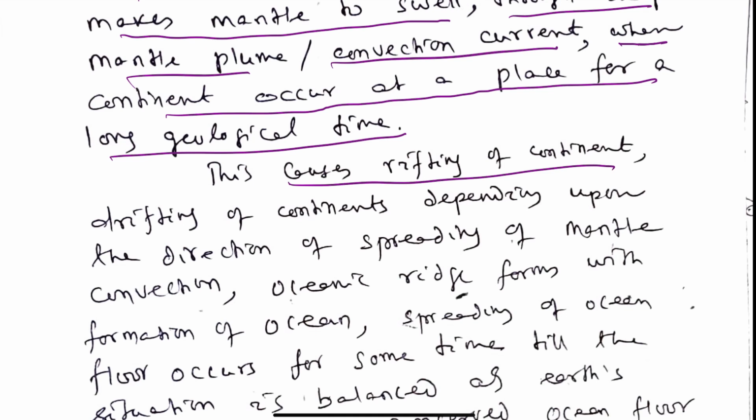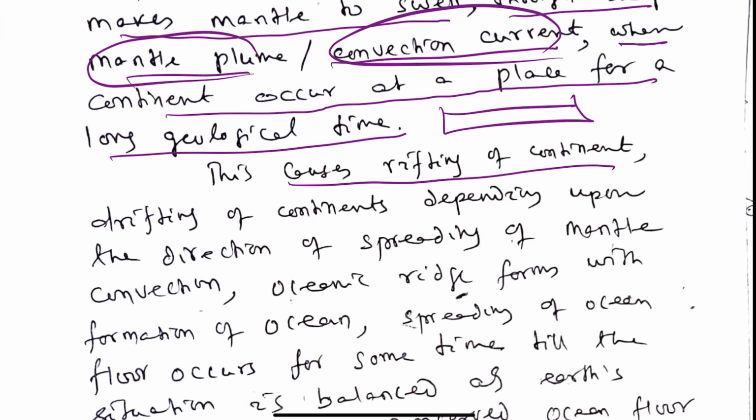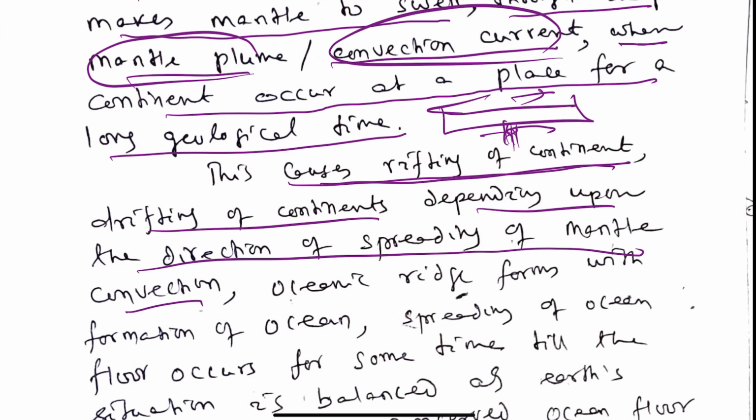this causes the swelling of the mantle plumes, convection currents, as a result of which the lithospheric plate lying over these swelling convection currents faces rifting. It causes rifting of the continents. Drifting of the continents depends upon the direction of spreading of the mantle convection, and in this process oceanic ridge forms with the formation of oceans.